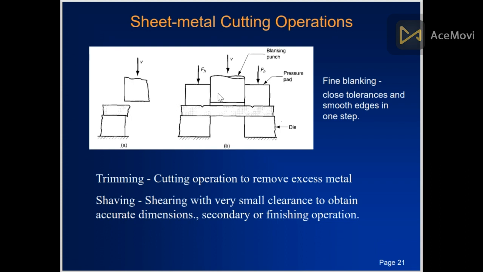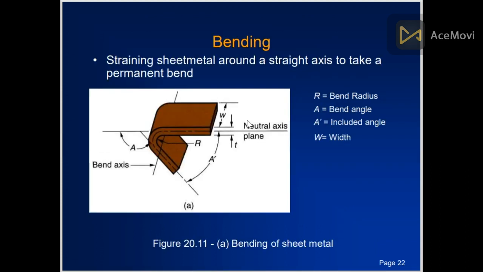This is a kind of these operations: pressure pad and blanking punch, etc. Bending: straining the sheet metal around a straight axis to take a permanent bend. Fix this part and bend the other half to some extent, at some angle, to get the desired shape.